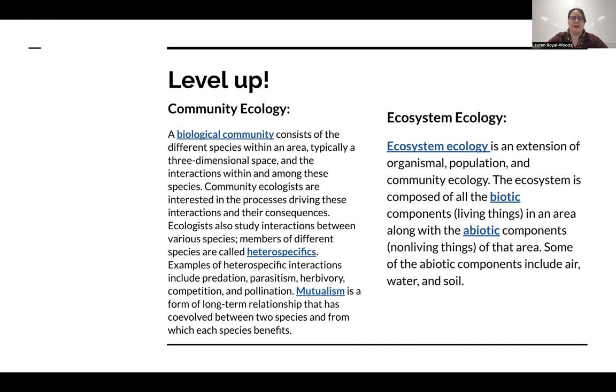Anyway, community ecology. A biological community consists of different species within an area, usually a three-dimensional space, and the interactions among these species. So we're usually looking at what drives the interactions, like predator-prey and food web stuff. We also study interactions between various species.